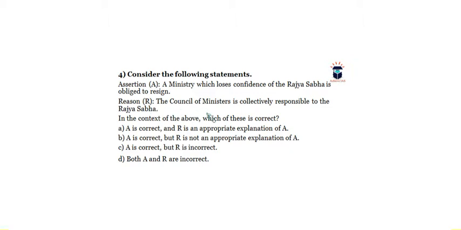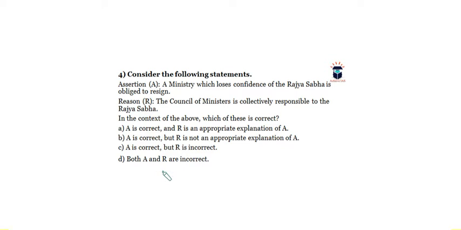You may very well know that it is quite an easy question. So here the answer is both A and R are incorrect. Let me tell you that here the answer is D, because the ministry which loses confidence in Lok Sabha is obliged to resign, because the council of ministers is collectively responsible to the Lok Sabha. So the answer is D.